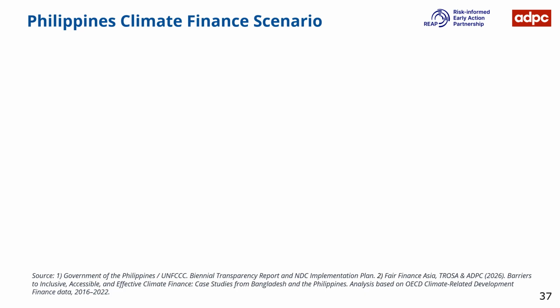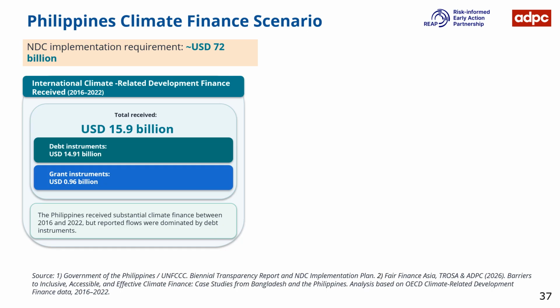This slide applies the module's concepts to the Philippines, a country with high exposure to climate and disaster risks and significant financing needs for adaptation, mitigation, and resilience. The Philippines' NDC implementation requirement is estimated at around $72 billion. Between 2016 and 2022, the country received about $15.9 billion in international climate-related development finance. However, the composition matters. Around $14.91 billion came through debt instruments, while around $0.96 billion came as grants.